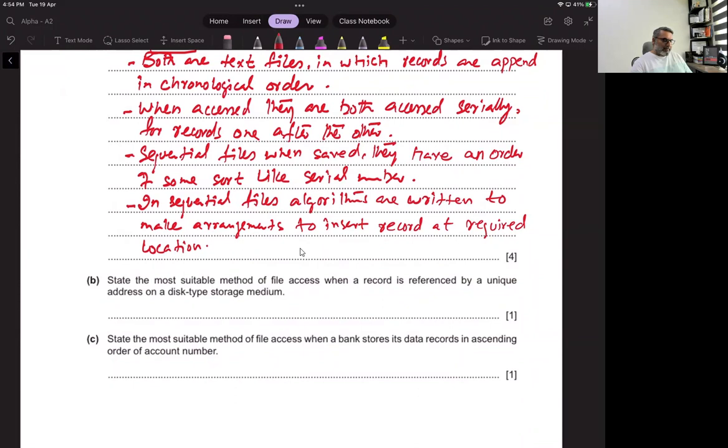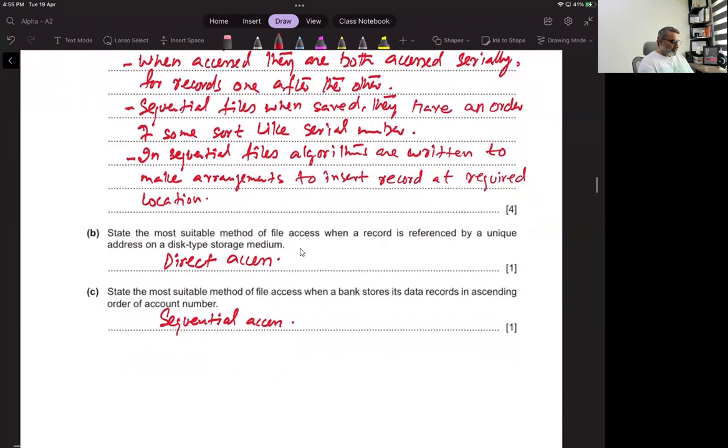Now, state the most suitable method of file access when a record is referenced by a unique address on a disk type storage medium. Disk type storage medium means direct access. When you can reach a record by having its address, this is direct access. State the most suitable method of file access when a bank stores its data records in ascending order of the account number. So this is sequential access.